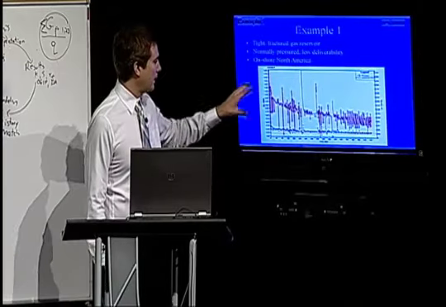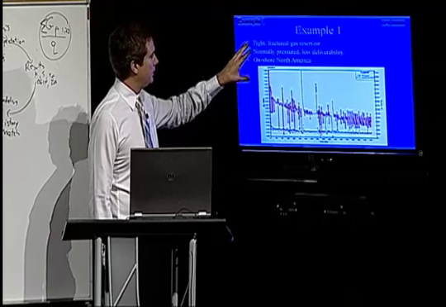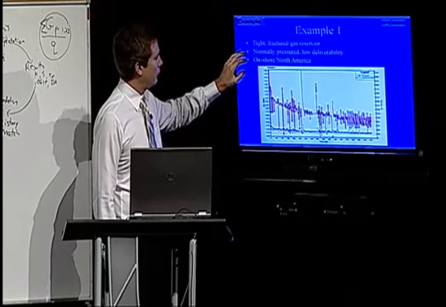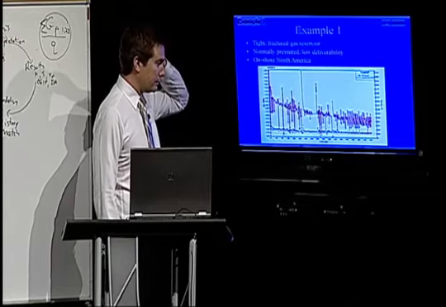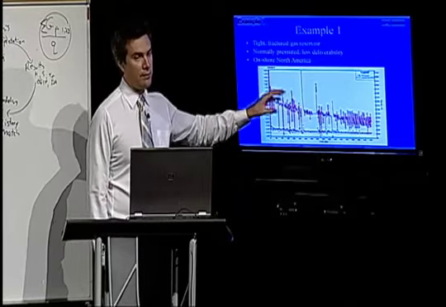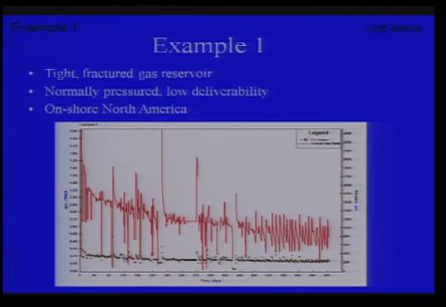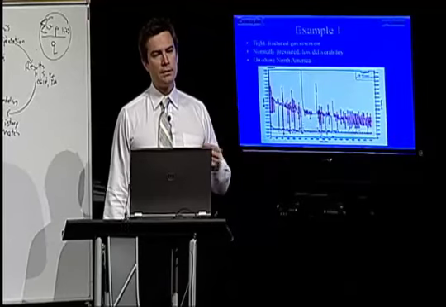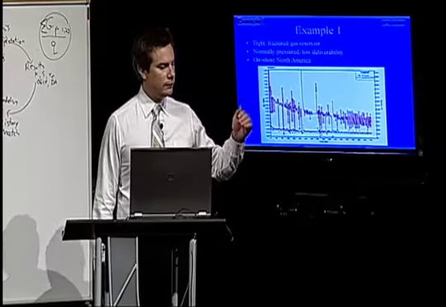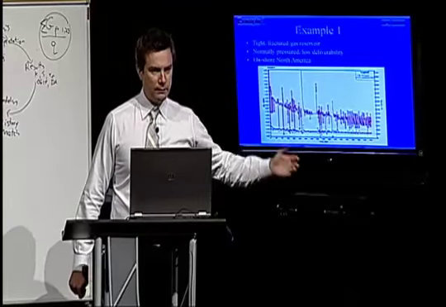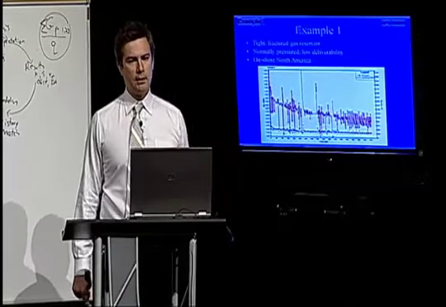This is a tight gas well in onshore North America. Normally pressured, low deliverability. There are literally thousands and thousands of wells like this, and so there's lots of data that has this sort of appearance to it. With liquid loading, you don't even really need to do the type curve diagnostic. You can see immediately from the sawtooth pattern of the production rates that this well is producing in an unstable manner. In other words, we have high production rates, and then they drop, and then it probably pushes out a slug of fluid, and then it continues in that pattern.